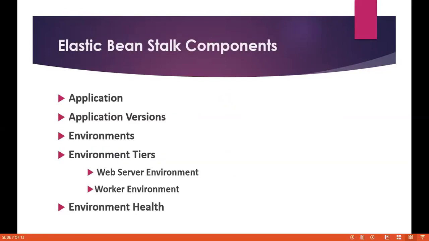Next one. When we are talking about Elastic Beanstalk, there is some terminology we need to understand. First one is application. Second one is application version. Third one is environment. Fourth one is environment types. And fifth one is environment health.